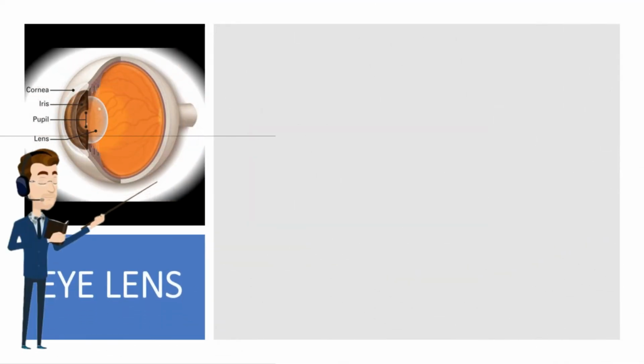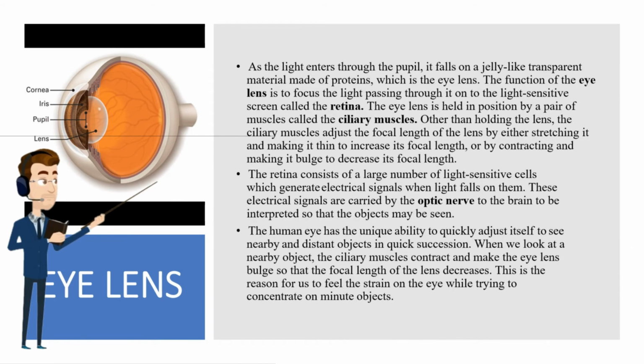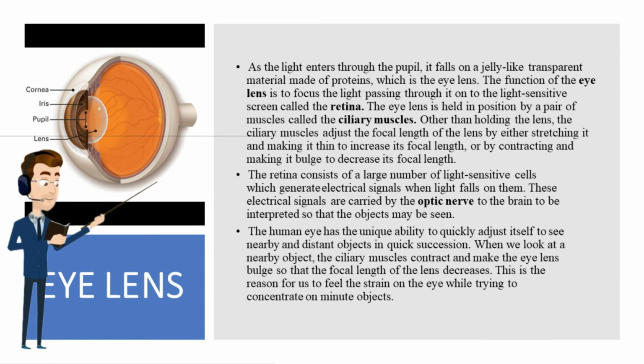Lens. As the light enters through the pupil, it falls on a jelly-like transparent material made of proteins, which is the eye lens. The function of the eye lens is to focus the light passing through it onto the light-sensitive screen called the retina.